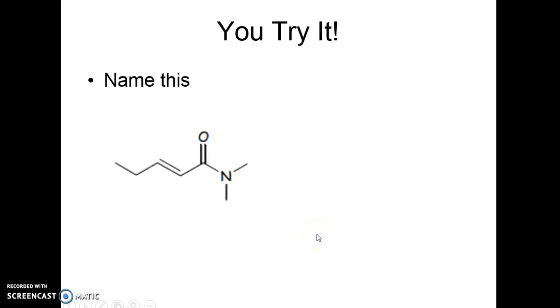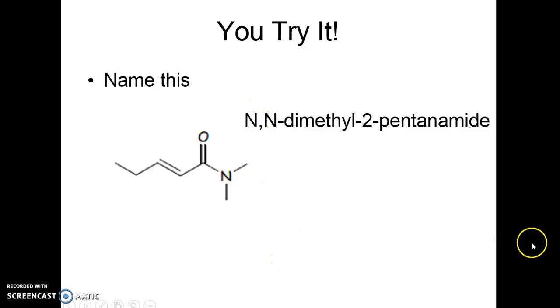Go ahead and you try this one on your own. Okay, first thing, let's count the carbons on the carbonyl side. 1, 2, 3, 4, 5. That would be pentanamide, but there's an ene in there. So what we're going to say is 1, 2 pentene amide. Now, on the nitrogen, you have 2 methyls substituting it. So what do we say? We say N,N dimethyl.